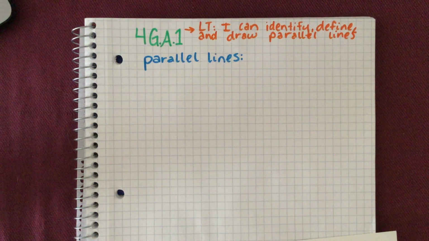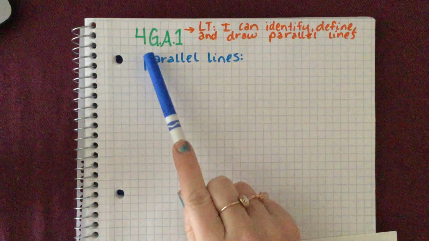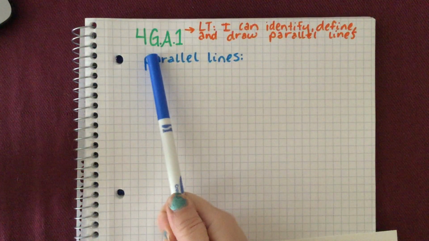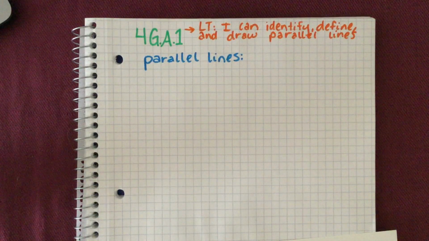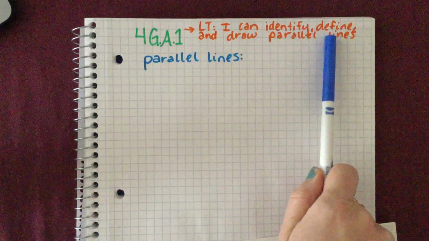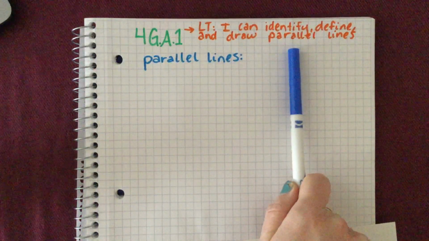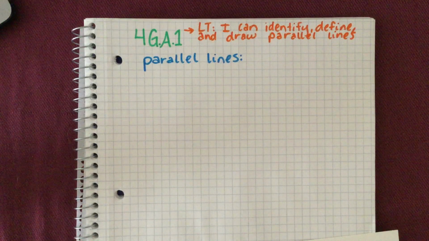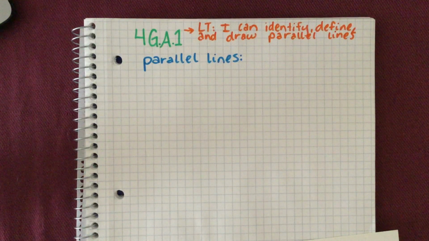Hi friends, welcome back. Today we're going to continue working on our standard 4.G.A.1, which is 4th grade geometry, and it's the first set of standards in the geometry group. We are going to work today to identify, define, and draw parallel lines. So our learning target again: I can identify, define, and draw parallel lines.